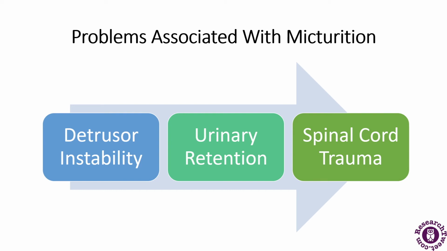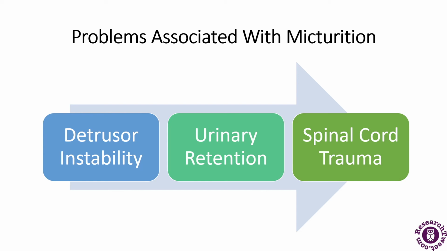Now, what is urinary retention? It is a condition characterized by the inability to empty the bladder completely. The onset may be gradual or sudden, and the causes can range from a blockage in the urethra to nerve problems and weak bladder muscles. So that is urinary retention.